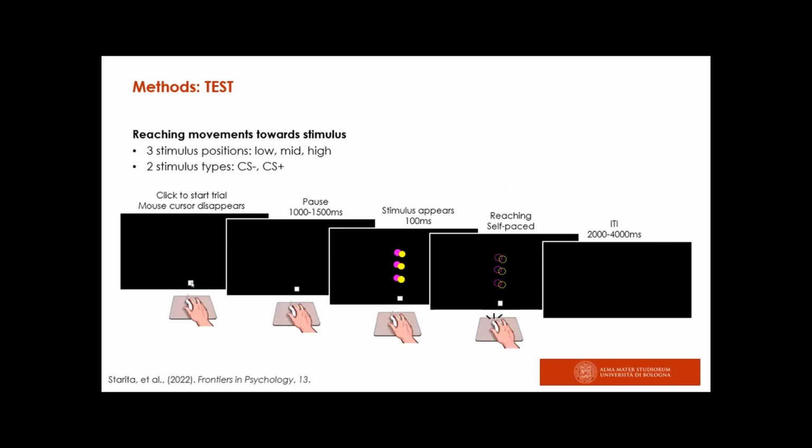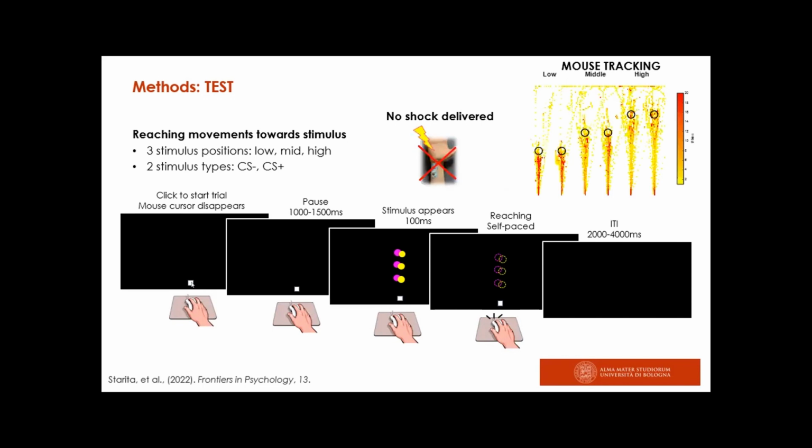Then after the learning phase, there was a test phase in which participants repeated exactly the task they did before. Again, they saw the 3 different color dots. On each trial, they saw 1 dot, and they had to reach the dot with the computer mouse. Again, we tracked their movement with mouse tracking, and they just performed the reaching movement. This time, no shock was ever delivered. So they performed the movement under safety. There is no danger there.